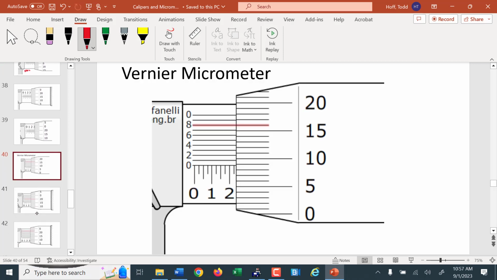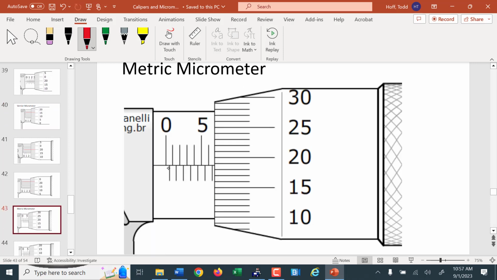We don't want to do the vernier. Let's skip to metric. So in the metric, you can tell this is metric because this goes above 20. It doesn't go back. It goes all the way up to 45 and then back to 0. And the main scale on the barrel is labeled in 5s. So this is 5 millimeters. This is 6 millimeters. Down here, these are half marks. So this is 0, 1/2, 1, 1.5, 2, 2.5, 3, and on up like that. So this is saying 6.5.